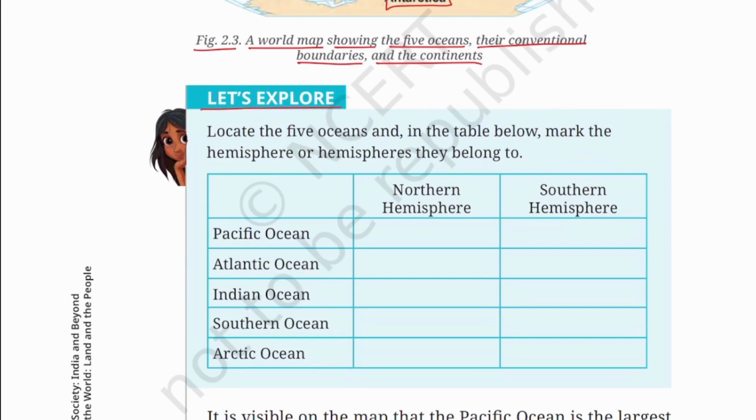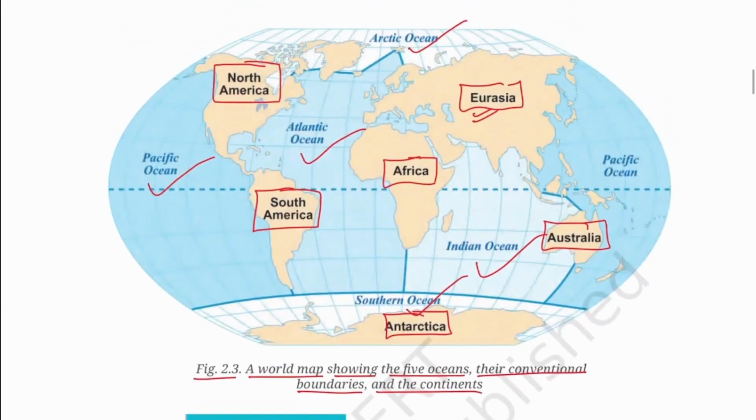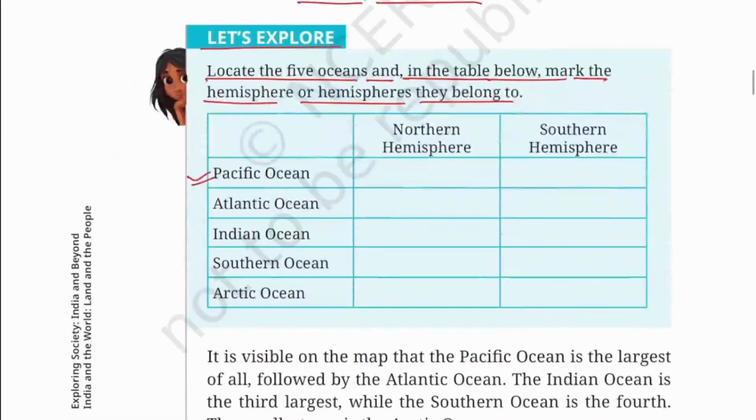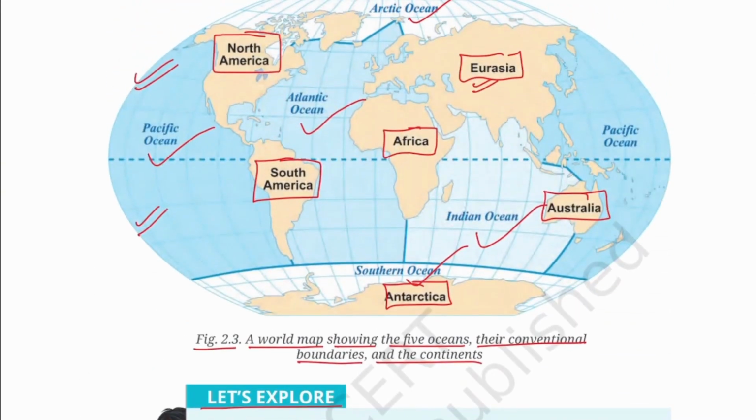Let's explore. Locate the five oceans and, in the table below, mark the hemisphere or hemispheres they belong to. Pacific Ocean, you can see its extent in the northern hemisphere as well as in the southern hemisphere. So you have to tick here. Atlantic Ocean, you can see it's present in the northern as well as southern hemisphere.